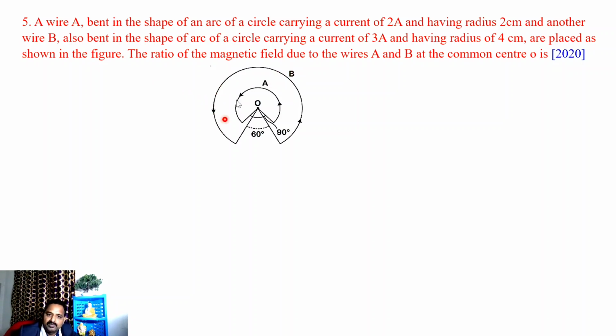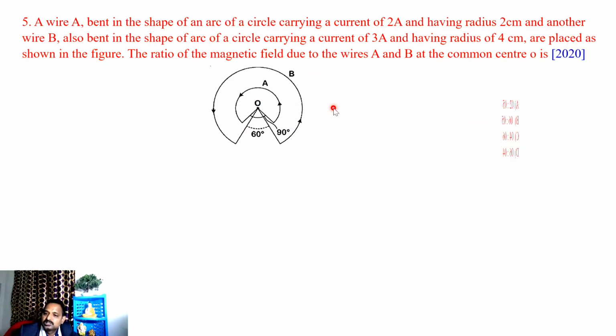Wire A is bent in the shape of an arc, carrying current 2 ampere, whose radius is 2 centimeter, and wire B is also bent in the shape of an arc, carrying current 3 ampere and having radius 4 centimeter, placed as in the figure. We have to find the ratio of the magnetic field due to wires A and B at the common center O. It was given in 2020.